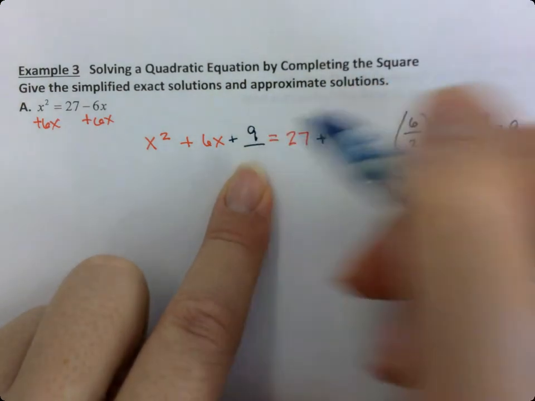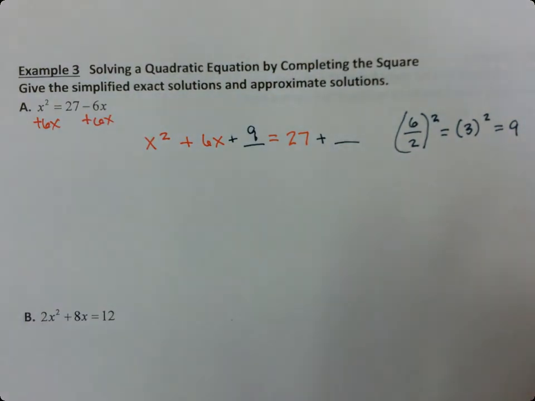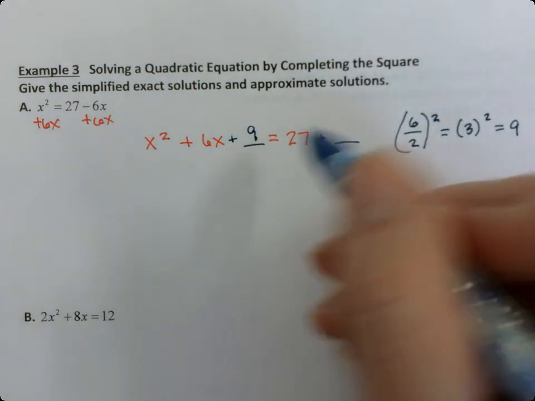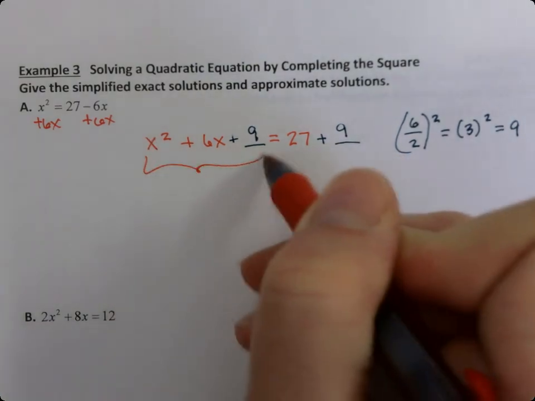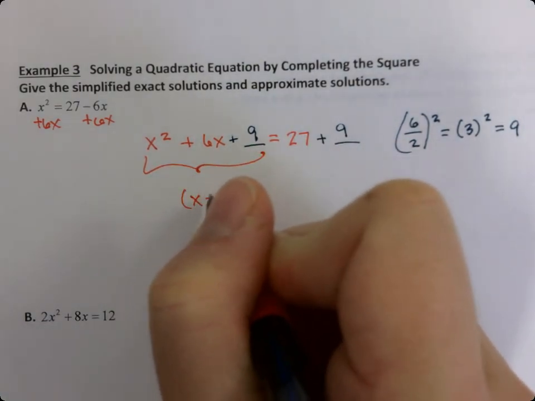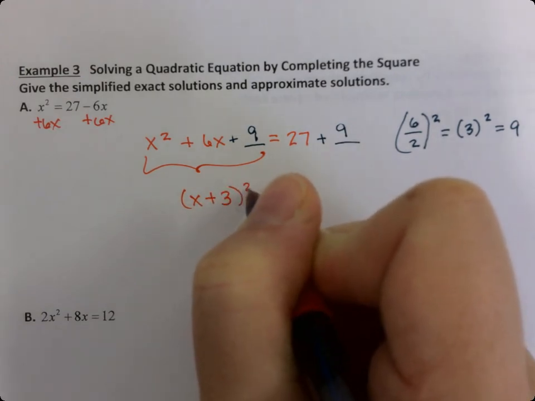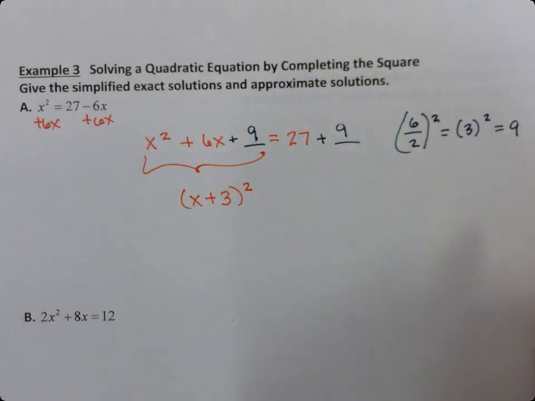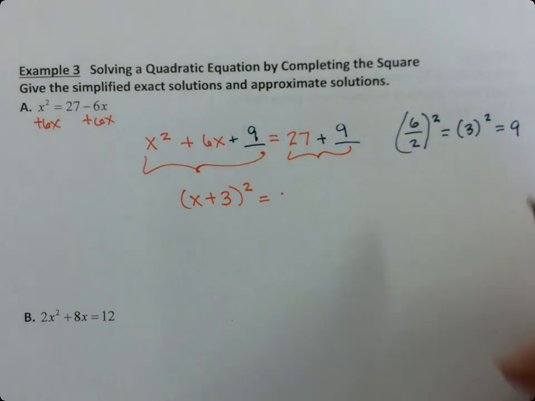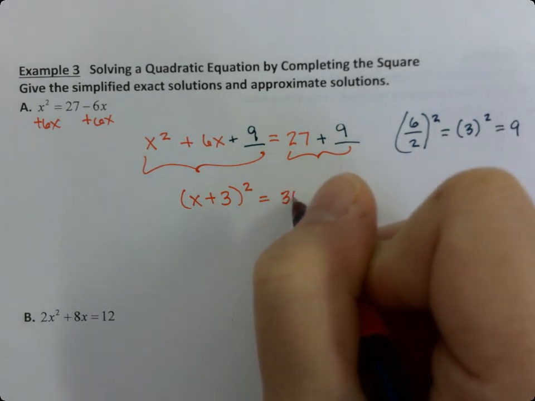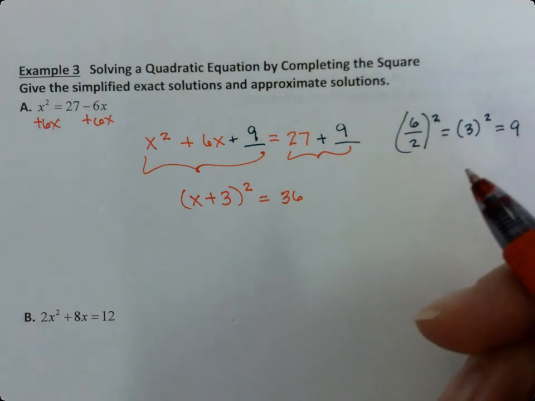We completed the square. That's all you've done. But now I need to balance it. What you do to one side, you do to the other side. Now that I've got that done, some people want to rewrite it. I'm going to jump in and factor. This factors to x plus 3 times x plus 3. So x plus 3 squared equals, what's 27 plus 9? All right, 36. Fabulous. Now what?